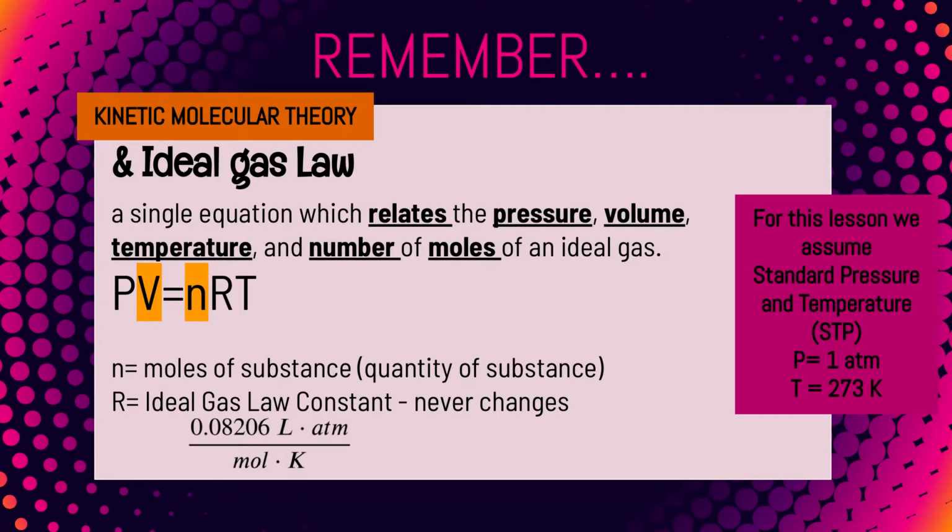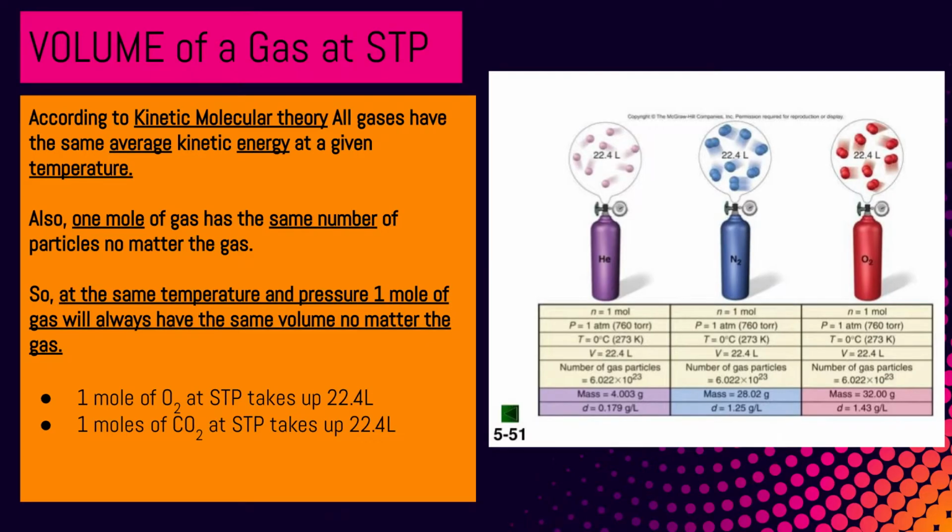So if you recall the kinetic molecular theory and the ideal gas law, a single equation which relates the pressure, volume, temperature, and number of moles of an ideal gas. So n is the number of moles of a substance. R is your ideal gas law constant. This one never changes. So for the lesson that we're doing today, we're going to assume standard temperature and pressure, which is a pressure of 1 atm and temperature of 273 K. So volume of gas at STP.